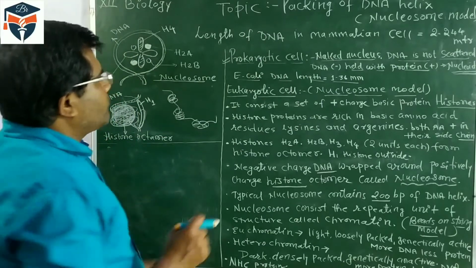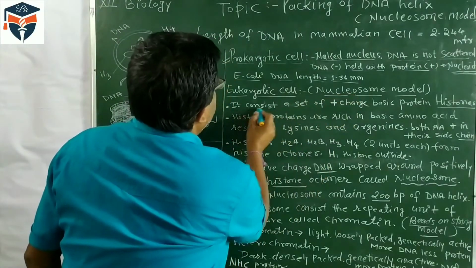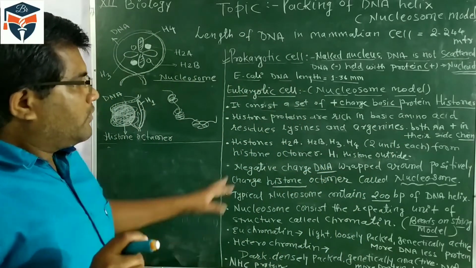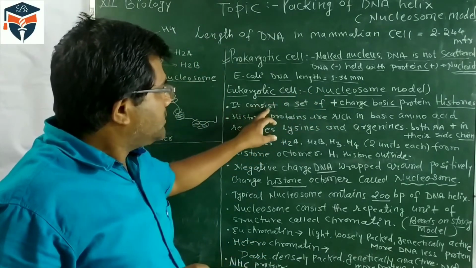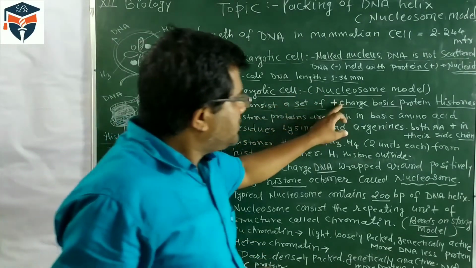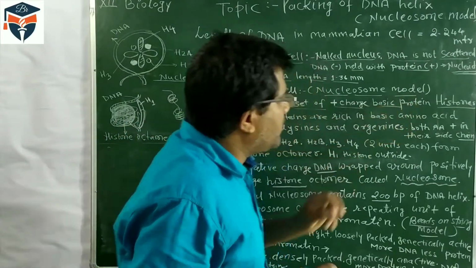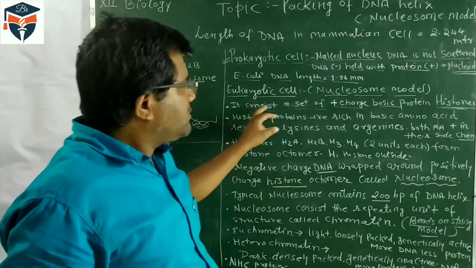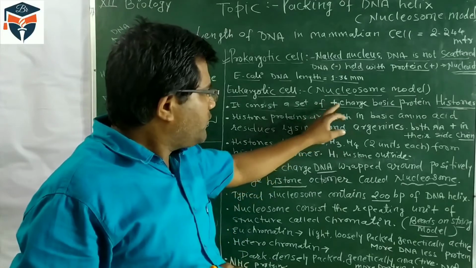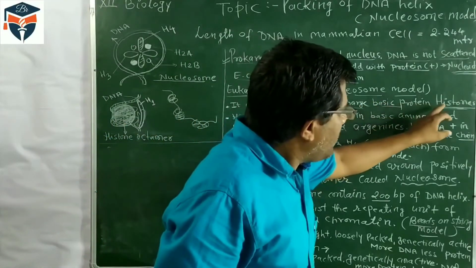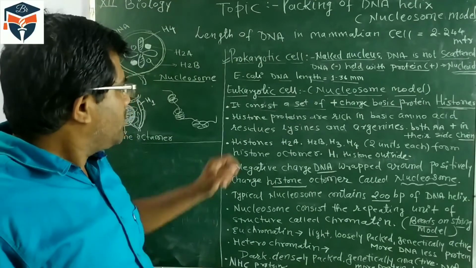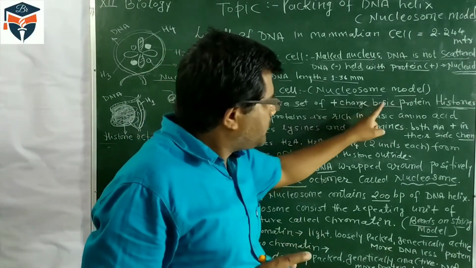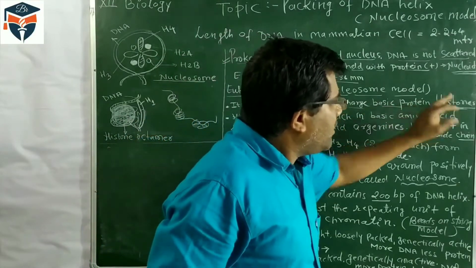Number one, the nucleosome consists of a set of positively charged basic proteins. It is called histone. It means in packing of DNA, some proteins are involved. These are positively charged proteins and they are called histone proteins. Again, the nucleosome consists of a set of positively charged basic proteins, and they are called histones.